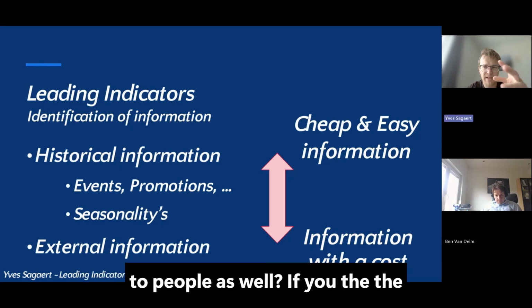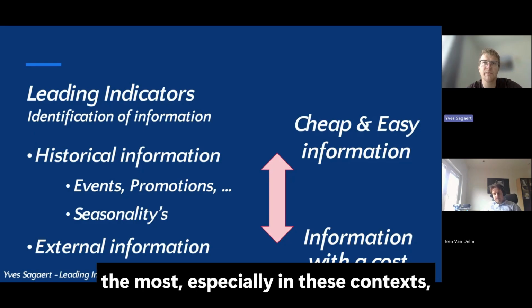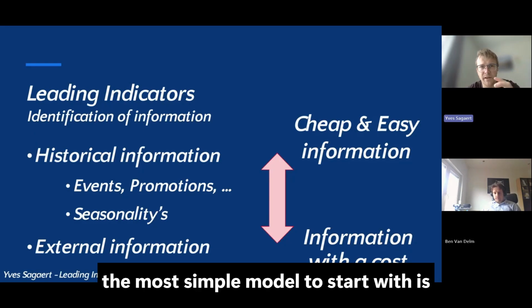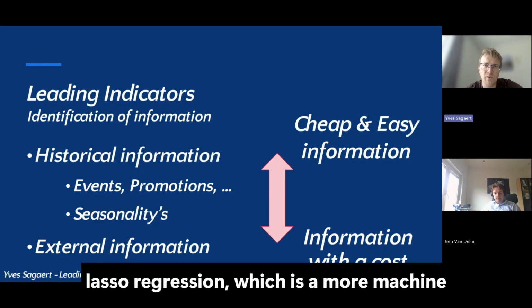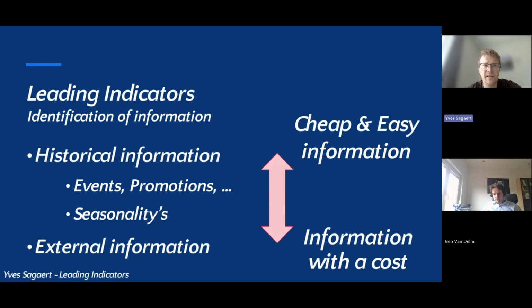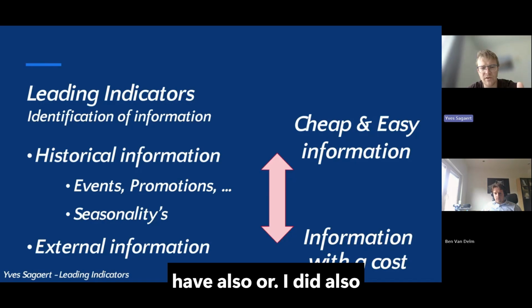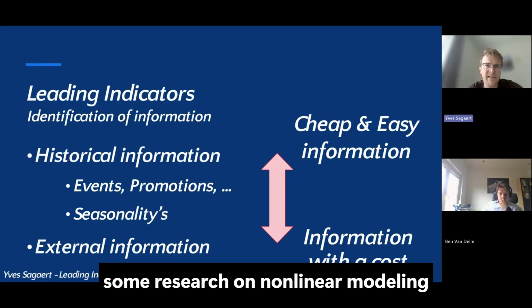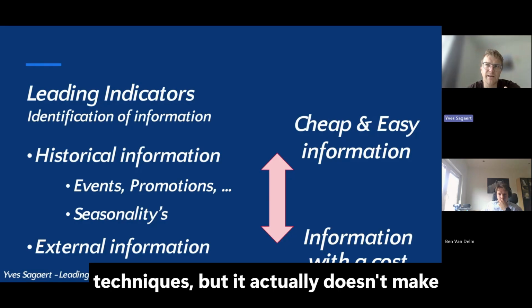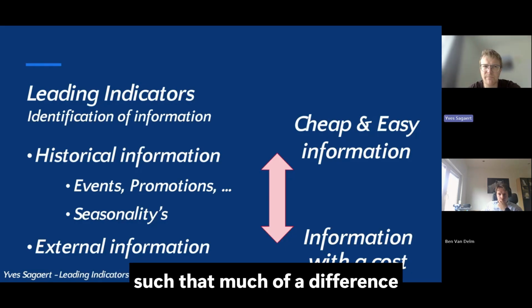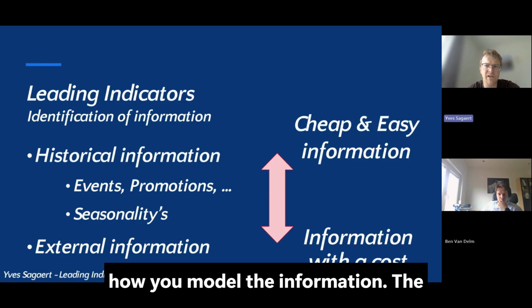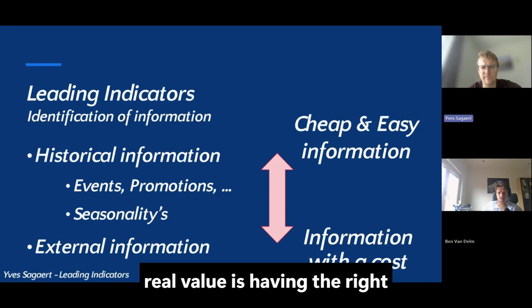Especially in these contexts, the most simple model to start with is either stepwise linear regression or the lasso regression, which is then a more machine learning way. These are very effective in the selection of variables. I also did some research on nonlinear modeling techniques, but it actually doesn't make that much of a difference how you model the information. The real value is having the right leading indicators.